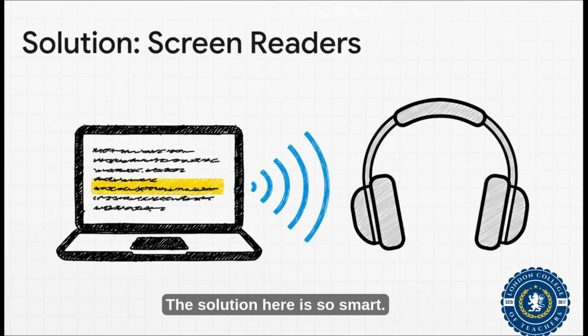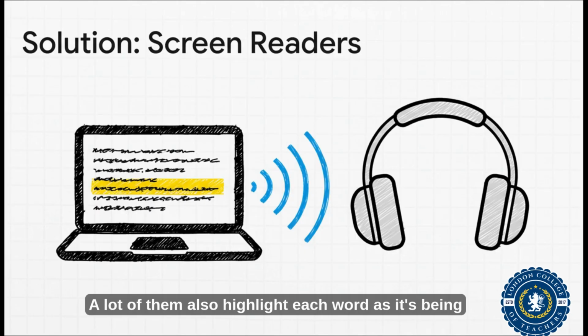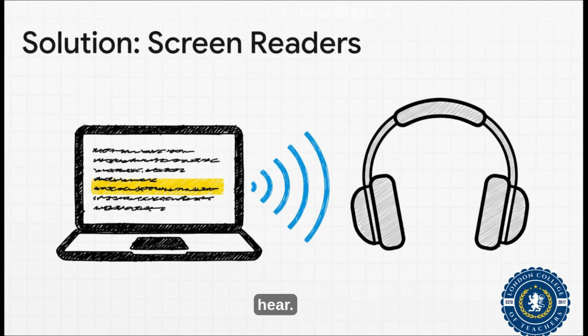The solution here is so smart. Just make the text audible. Text-to-speech software and screen readers are absolute game changers. And they don't just read the words aloud. A lot of them also highlight each word as it's being spoken, which is huge for students with dyslexia or visual impairments. They basically turn the written word into something you can hear.